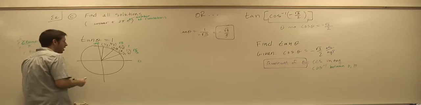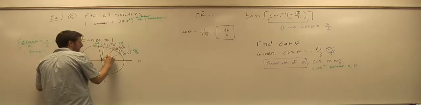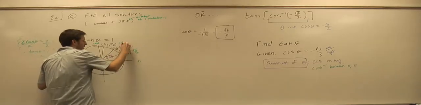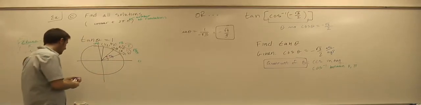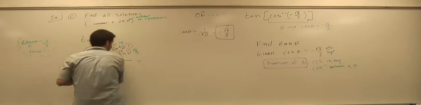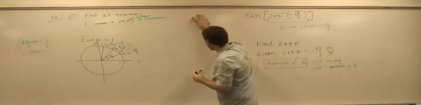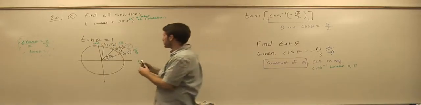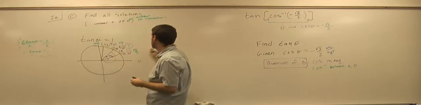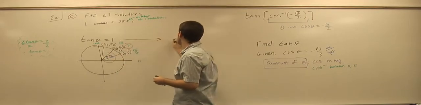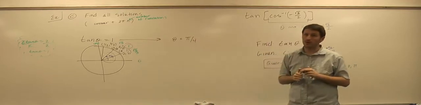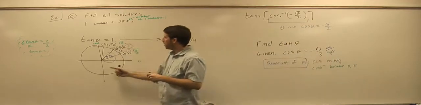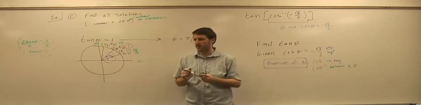But focusing on this chart, I know that when theta is pi over 4, tangent is 1. So one solution to this equation is what? Theta equals pi over 4. That's one possible solution, just by focusing on this angle. Is that the only possible solution? No. Where is another angle where tangent's equal to 1?